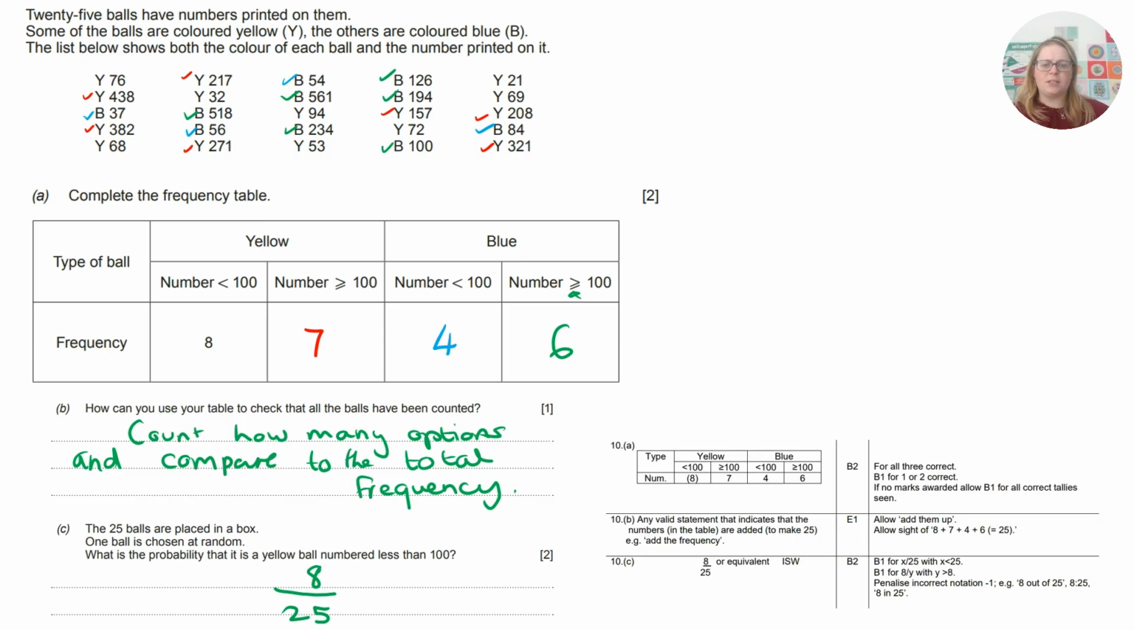The first thing that we did is make sure we had 7, 4, and 6. That gave us 2 marks. If we had only 2 of them, we'd have got 1 mark, but if we had only got 1 right, we wouldn't have got anything. They then said any valid statements, such as the numbers in the table being added to make 25 or added to make the total frequency. So maybe I might need to say add to make the total frequency, but I should have covered it. 8 over 25 would be that final mark. There we go.